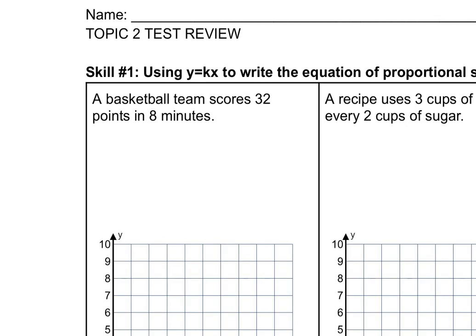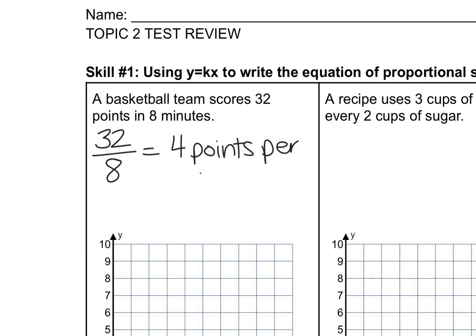We found that a basketball team scored 32 points in 8 minutes. If we are trying to find the unit rate, I would divide them. 32 points divided by 8 minutes gets me 4 points per 1 minute because it's a unit rate. You can put the 1 underneath if you want, but you do not need to.